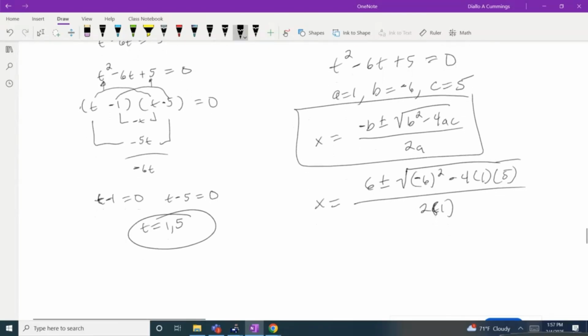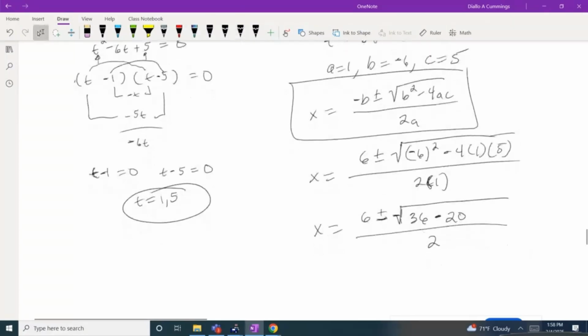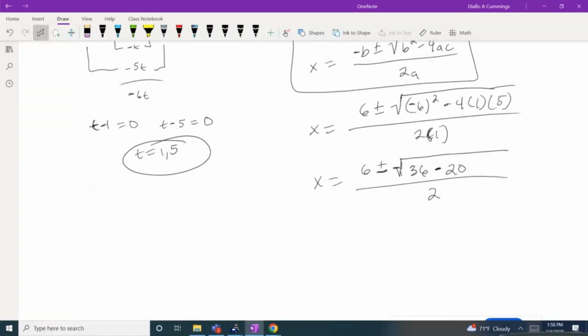So now we're going to simplify the square root. I'm going to just bring over 6. Just remember, in that square root, we evaluate our exponent first. So negative 6 squared is 36. Now we're going to multiply. Negative 4 times 1 is negative 4. Negative 4 times 5 is negative 20. And that is all over 2.